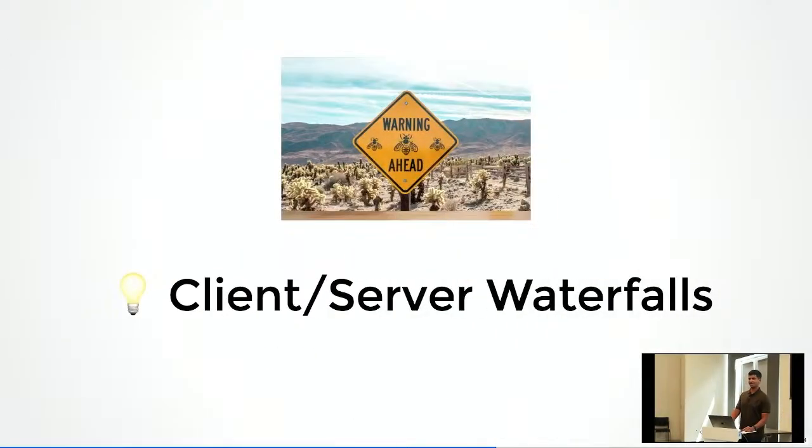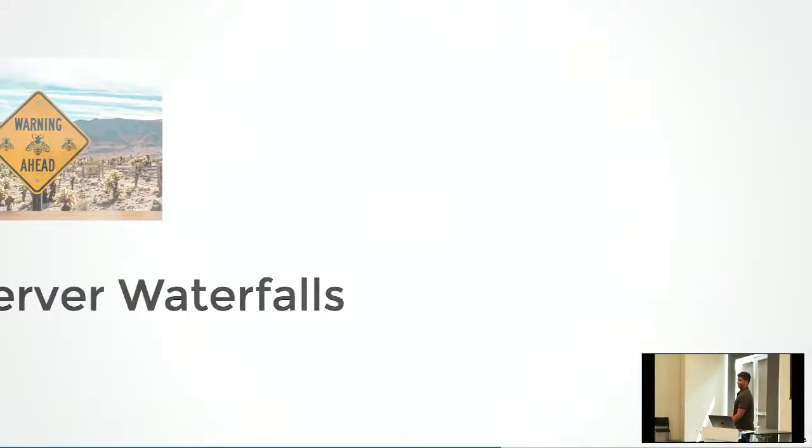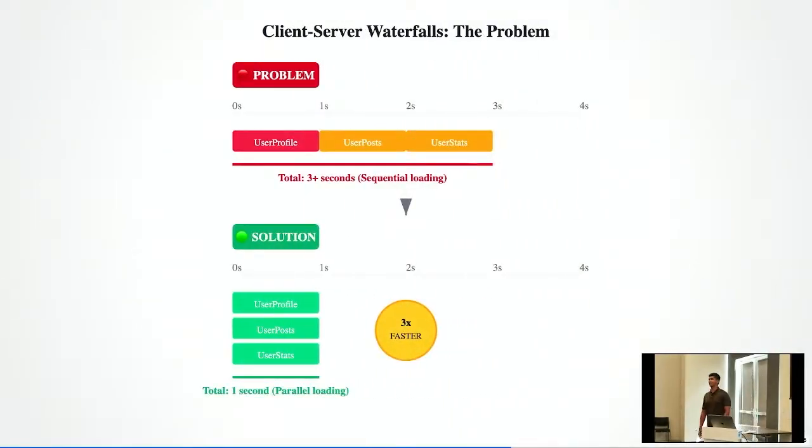All right, client-server waterfalls. We've heard the word, well, what does it really mean, right? Essentially, sequential loading versus parallel loading, right? If you have components that are traditionally being loaded sequentially, how do I essentially make sure that doesn't happen? And how do I make sure that I can load things in parallel, especially if they're unrelated?